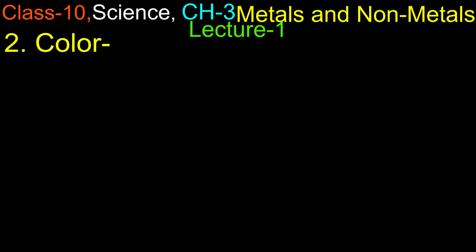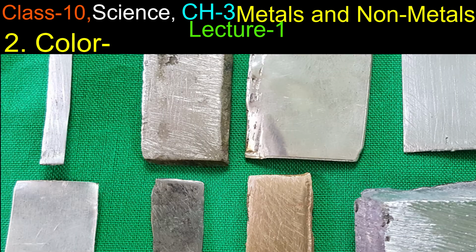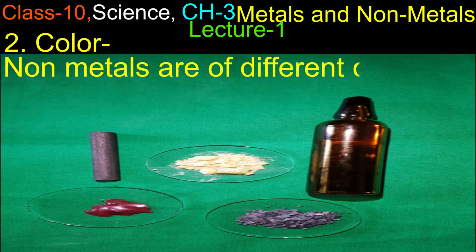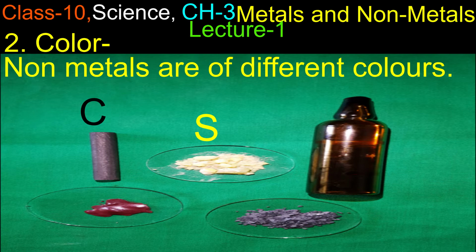Second physical property I explain to you, that is color. All metals except copper and gold are lustrous white. Copper is brownish red and gold is golden. Non-metals are of different colors. Carbon is black, sulfur is yellow, iodine violet, bromine reddish brown, and so on.